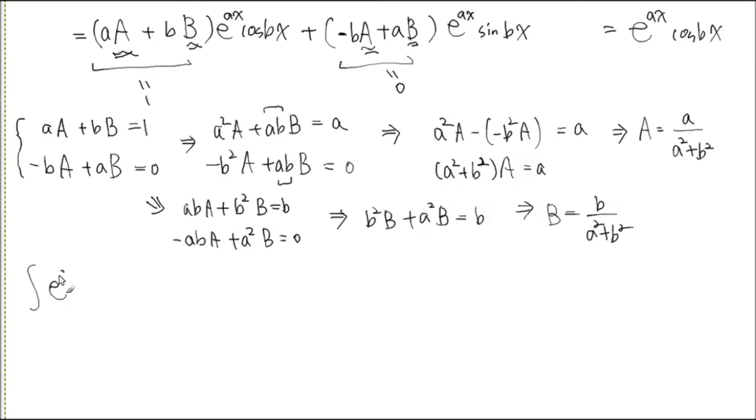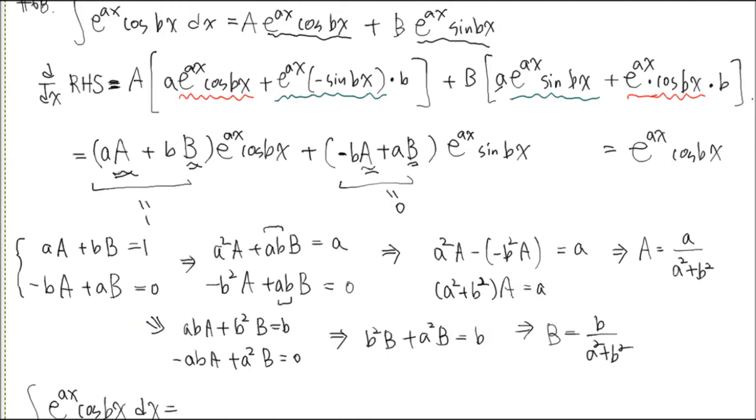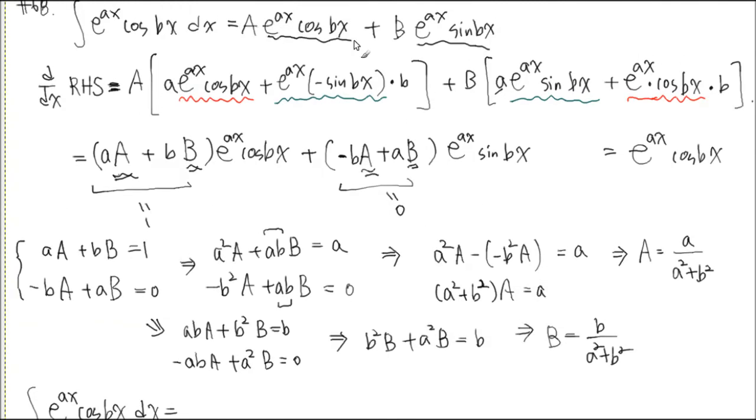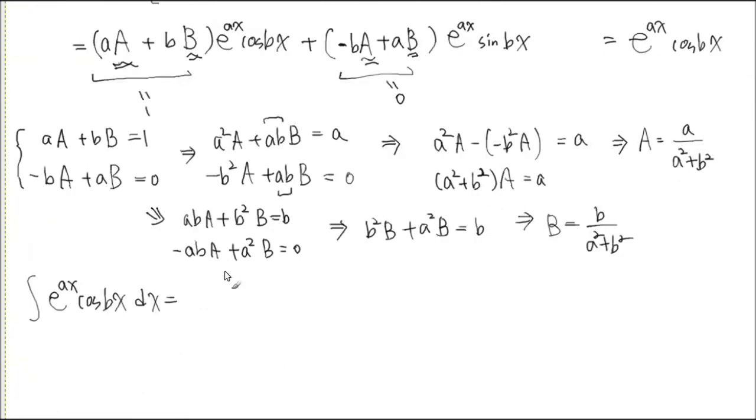So the integral of e to the ax times cosine bx dx is supposed to look like this: some constant times e to the ax cosine bx, plus some constant times e to the ax sine bx. So capital A was little a, so the answer is a divided by a squared plus b squared. That was capital A, with e to the ax and cosine bx. And the second, B, was b over a squared plus b squared. These are all constants. And then here's a function e to the ax sine bx.